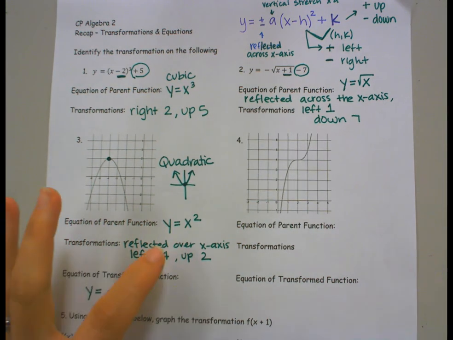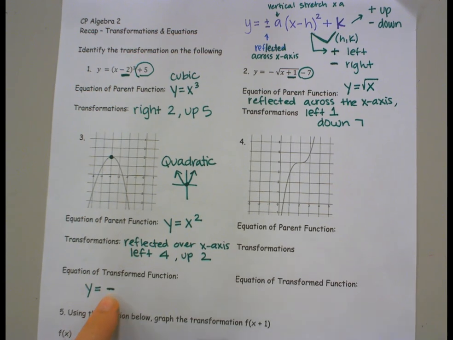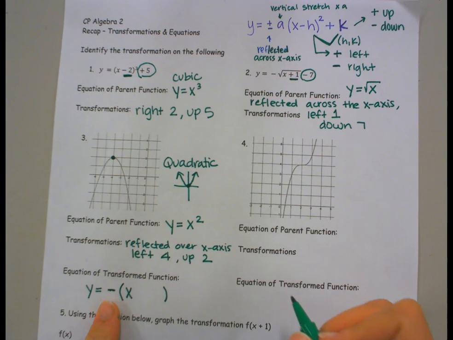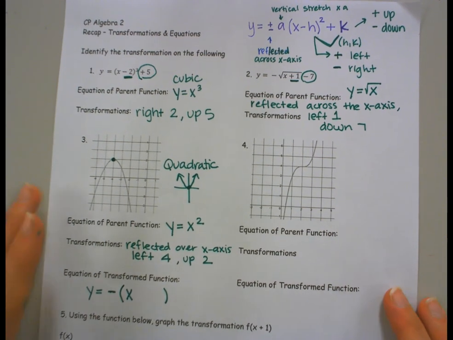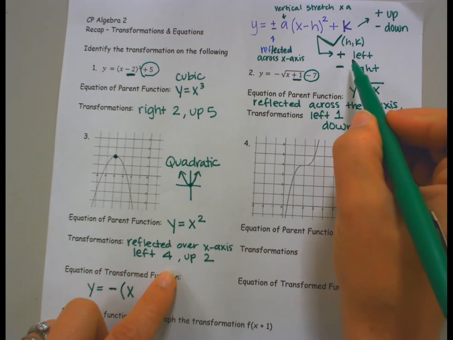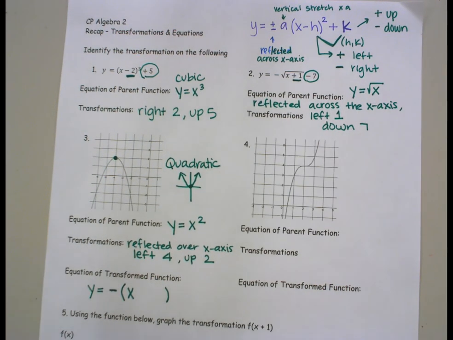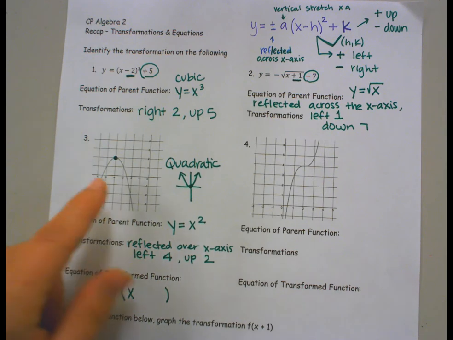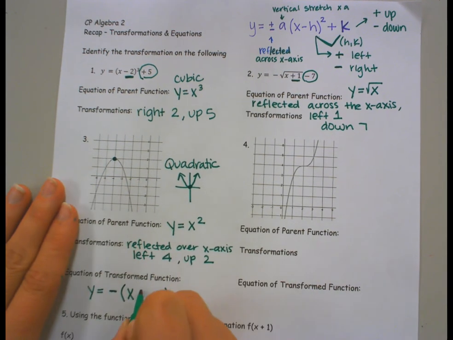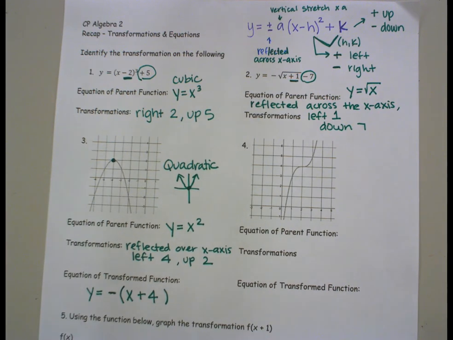So because it reflected over the x-axis, that means our equation starts with a negative sign. Then in parentheses, I have x and whatever my right and left transformation was. Because I went left 4, we're going to use a positive 4 value. You have to think kind of the opposite of what your brain would normally go to. We went to negative 4, but we have to change the sign. So this is going to be a plus 4 to represent left 4.